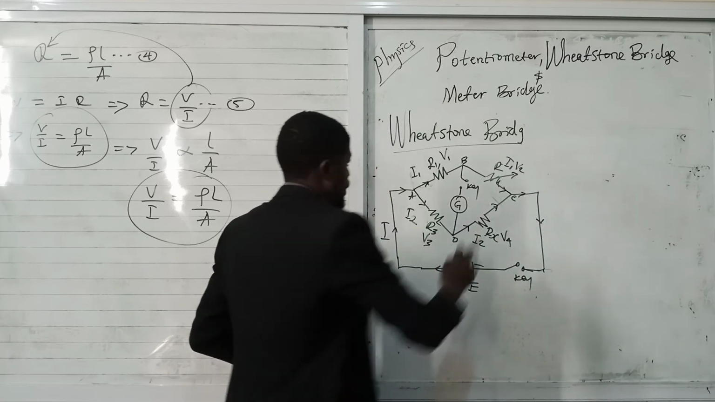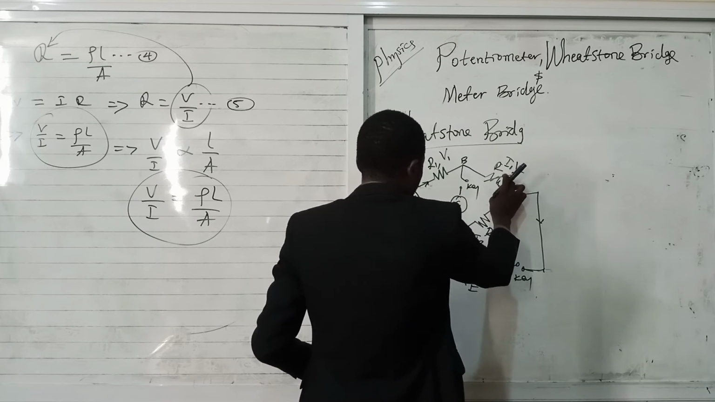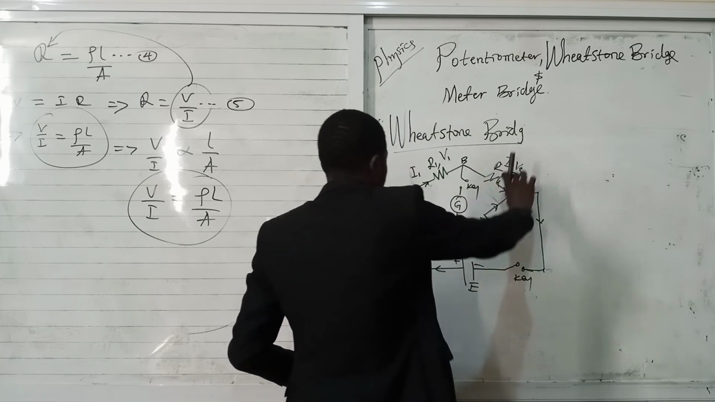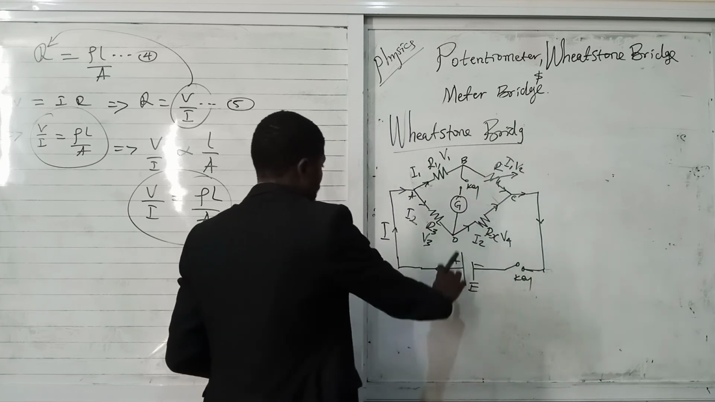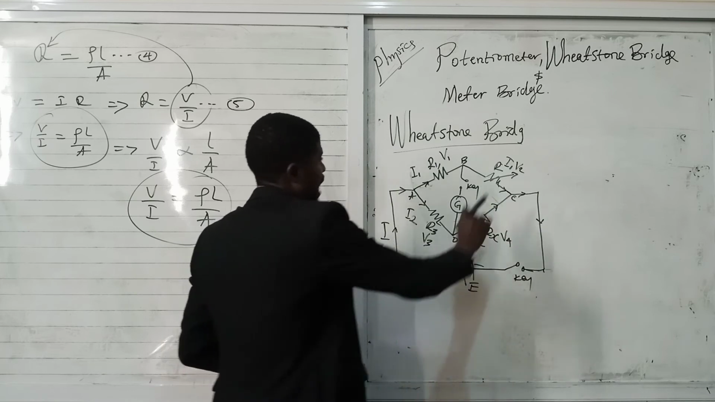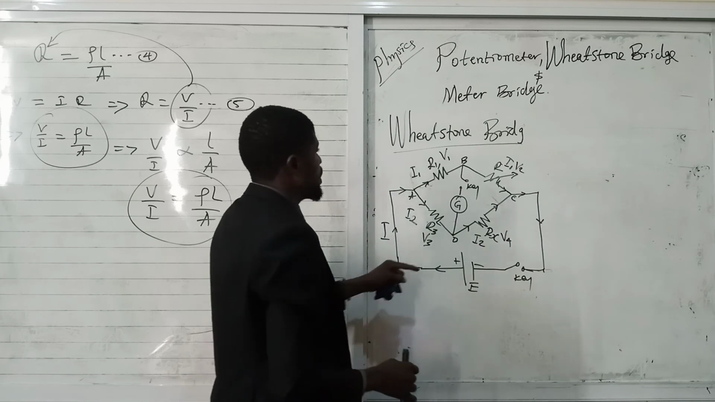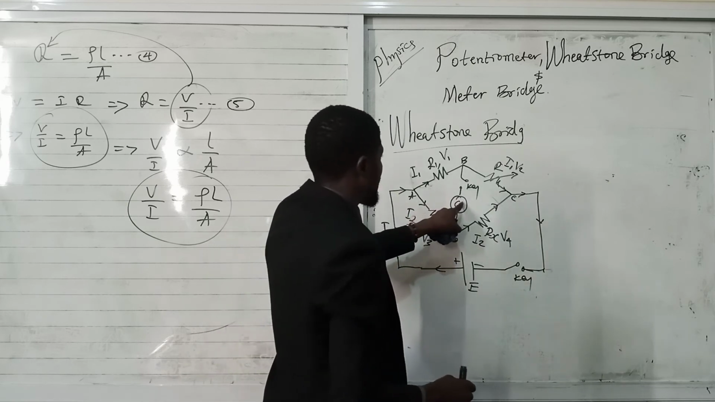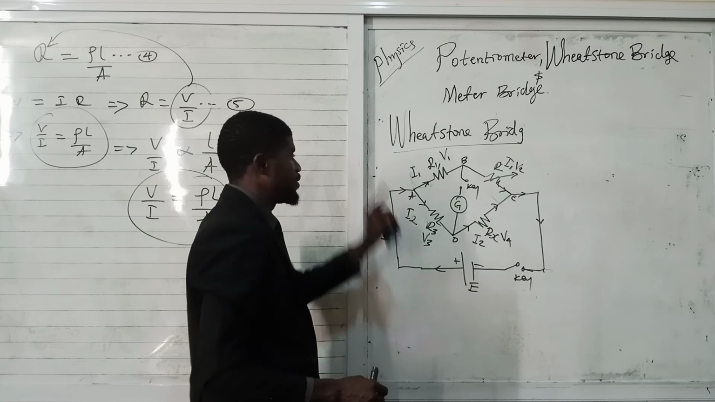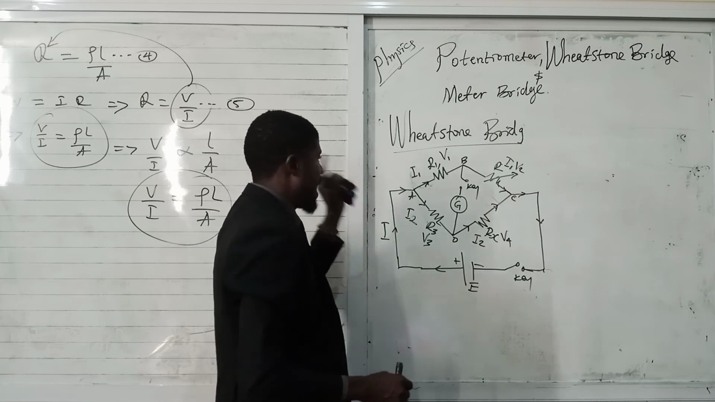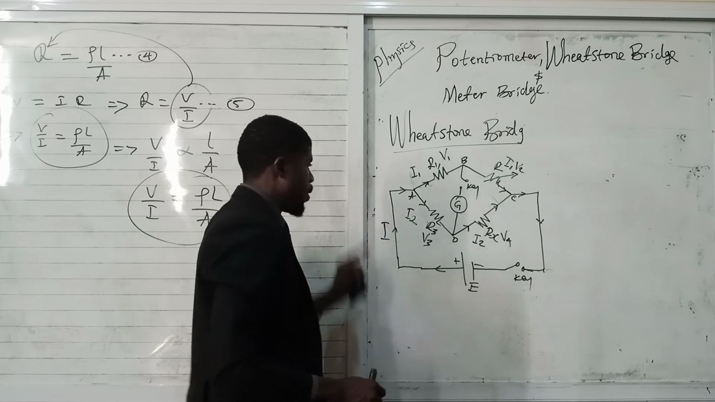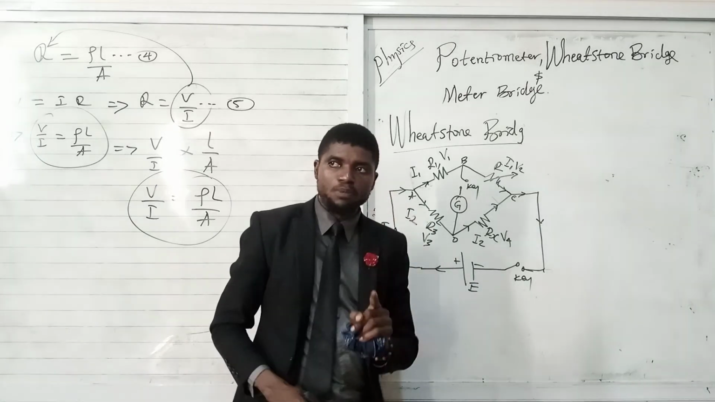Very simple. This guy is a variable resistor. You are going to vary this value. You connect the circuit and allow the current to flow through it, and vary the value of this variable resistor until you see no deflection in the galvanometer. That is, the pointer will be pointing at the zero reading of the galvanometer. At that point, we call it the null point or the balance point.